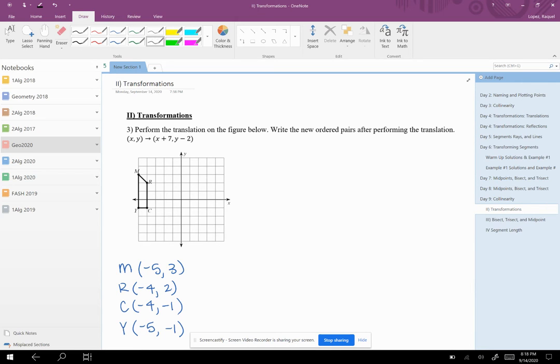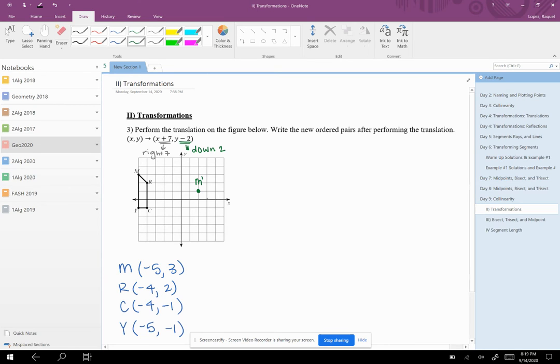So really quickly, let's just remind ourselves of what this means. Plus 7 means I'm actually going to be moving to the right 7. And minus 2 means I'm going to be moving down 2. So let's go ahead and do that on each of these dots. So I'm moving right 7. Let's go right 7 from M. 1, 2, 3, 4, 5, 6, 7. And then down 2, 1, 2. So here is my new M, and we're going to call that M prime.